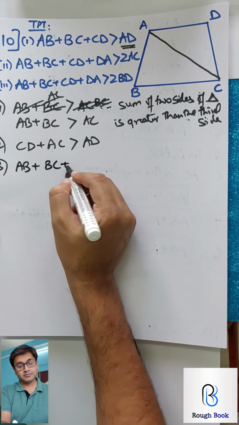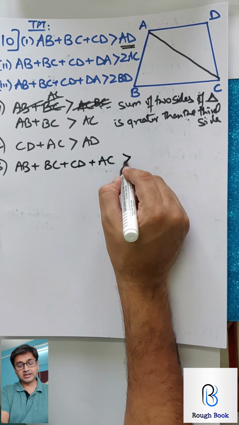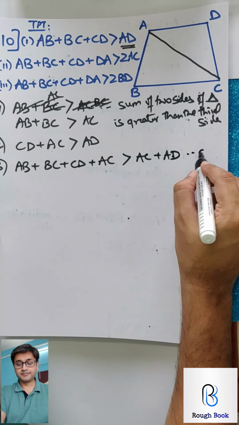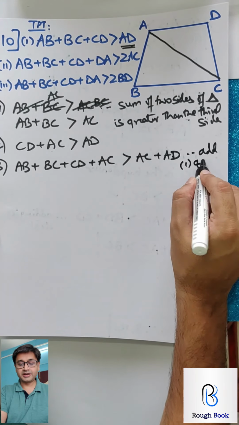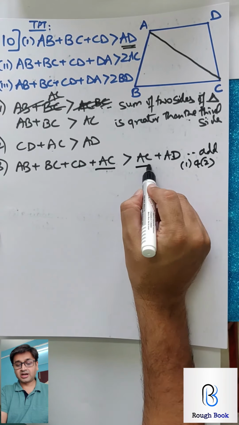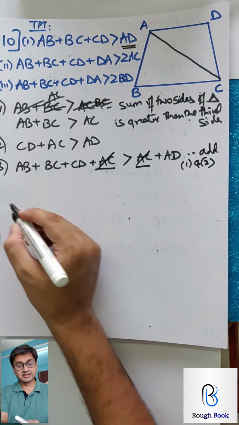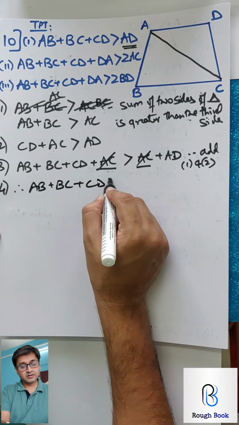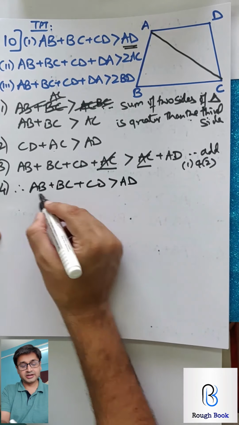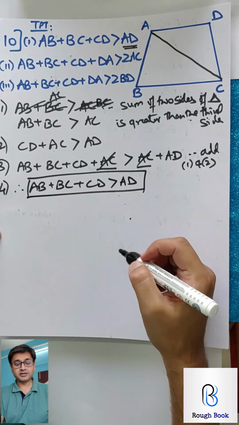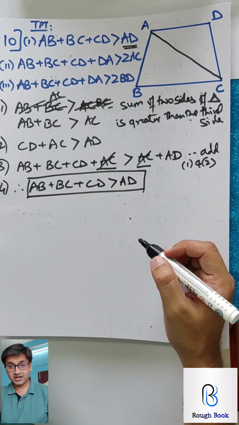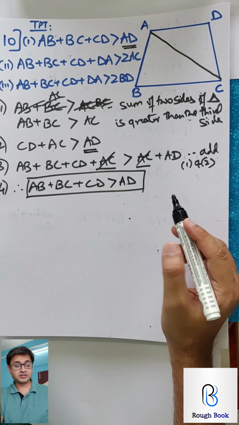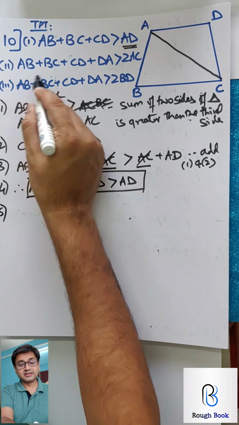So AB, BC, CD, AC greater than AD plus AC. Adding 1 and 2. AC goes on the other side, becomes negative, so I can cancel this. So what I get is AB plus BC plus CD greater than AD. Is that what we wanted in the first part? Exactly the same thing. So magic happened. Yeah, you have to be a little smart by pushing AD to the end. That's the only rule. Okay, let's work out the second part.